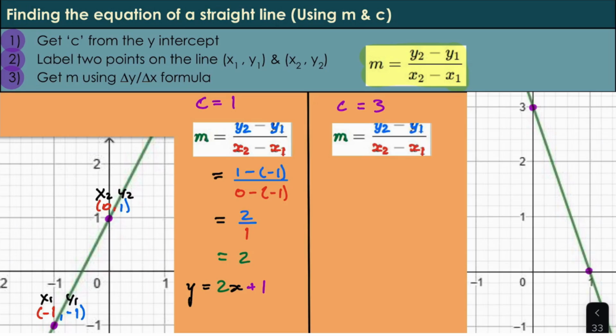Let's label those points. Step 3, get m using change in y over change in x formula. We just need to put the numbers in the correct place. y2, 0, minus y1, 3. x2, 1, minus x1, 0. Numerator is negative 3, denominator, positive 1. Our slope value is negative 3. We can write our straight line equation.